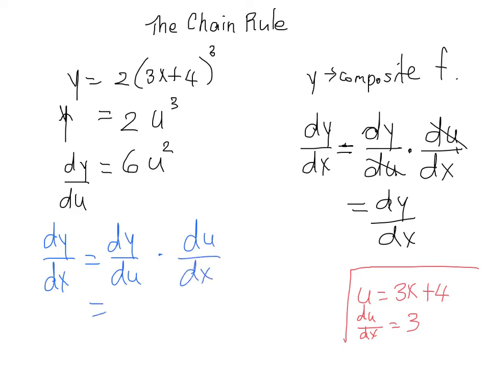So what we're doing here is multiplying this by this. So we get 6u squared times 3, which gives us 18u squared. So that's basically the answer, but just remember that there was no u originally in the question. So let's replace that u with what we know u is. So remember that u is actually 3x plus 4. We can know that from the very beginning. So the answer here is 18 times (3x plus 4) raised to the second power.